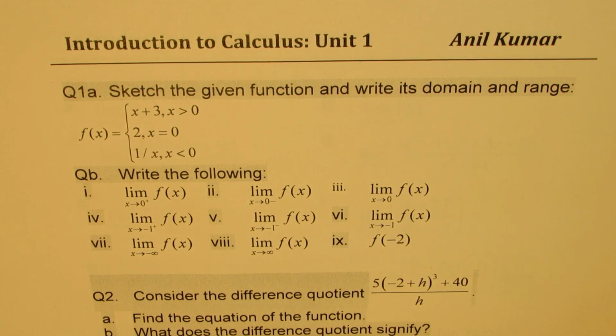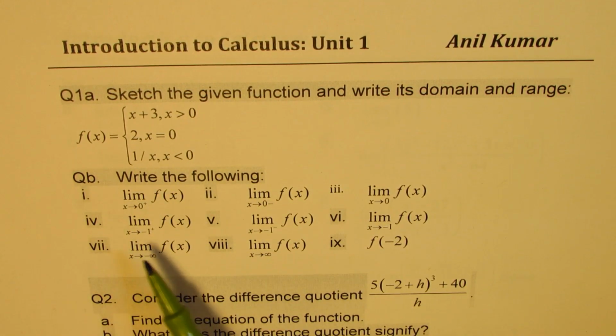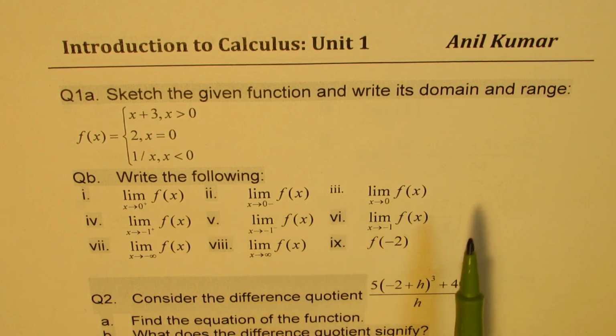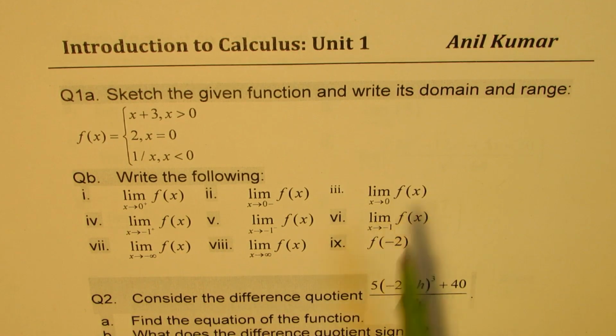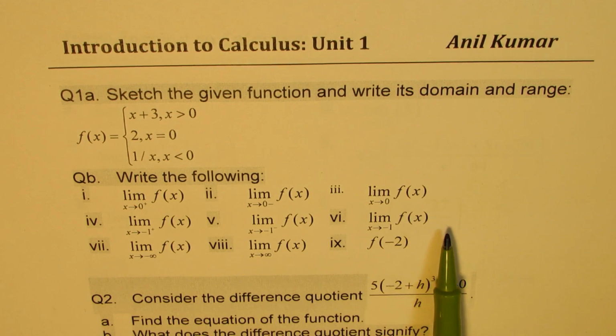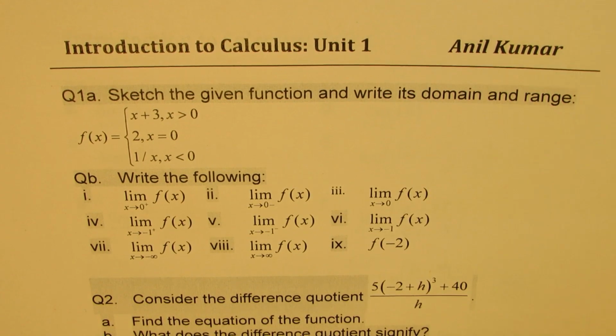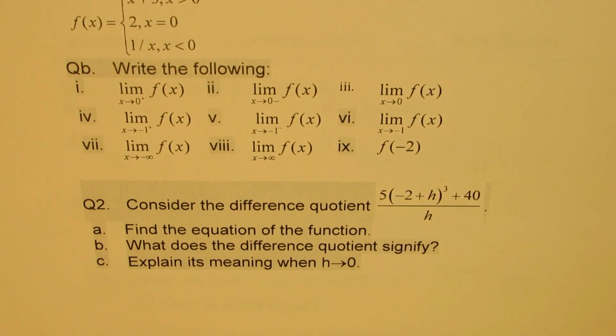The very first question here is sketching a piecewise function. And from that piecewise function, as you can see, we'll find the limits at different points. We'll also understand the concept that the left side limit should be equal to the right side limit for the limit to exist. And then we'll learn the concept of continuity. If the limit exists and its value is the same as the value of the function, then the function is continuous, right? In question number 2, we'll talk about the difference quotient.